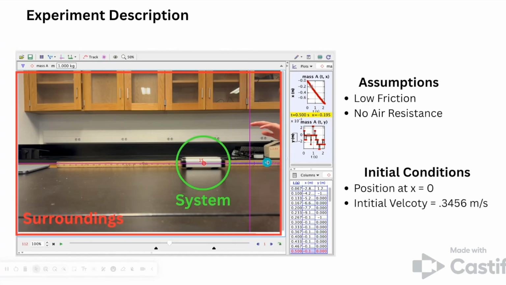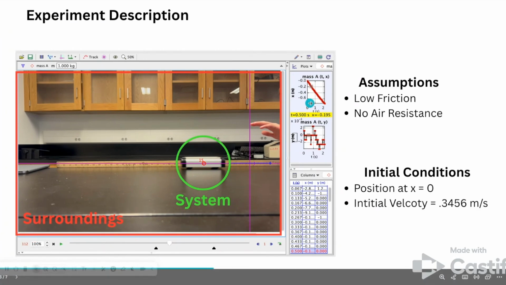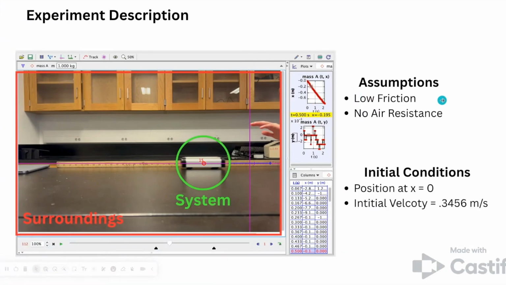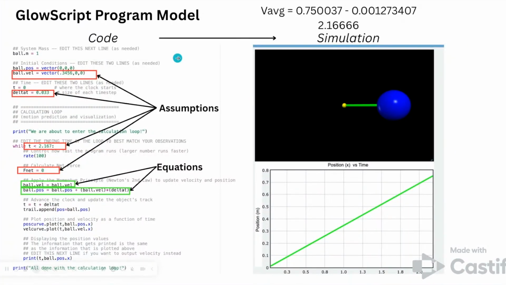And then you can see this blue line, that was our zero, or our measurement. We had the yardstick back here, but we ended up just using the length of the car, which was 17 centimeters, and that's fine because you get the same results. And then, like I said, this is our system and this is the surroundings. The assumptions are low friction and no air resistance. And then our initial conditions: our position was at x equals 0, and our initial velocity was 0.3456 meters per second.